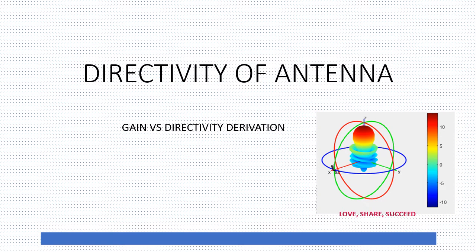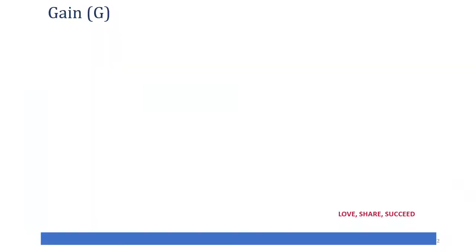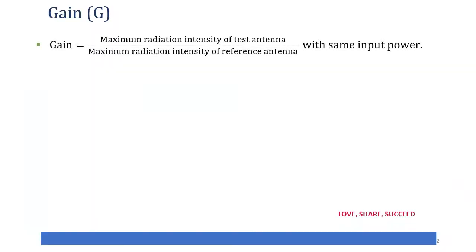Directivity of an antenna or gain of an antenna. We will also see how we can derive the relationship between gain and directivity of an antenna. Now we will try to define the gain of an antenna. What is the gain of an antenna?